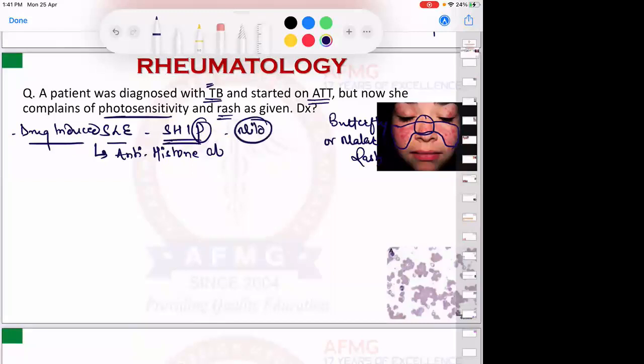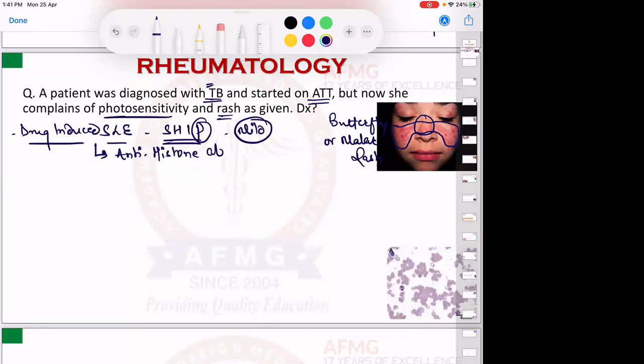Why? Because please remember, in cases of drug-induced SLE, lupus cerebritis or lupus nephritis are not seen, as renal manifestations or brain manifestations are not seen. Therefore, drug-induced SLE would be clinically mild in nature. Okay, no issues with this.